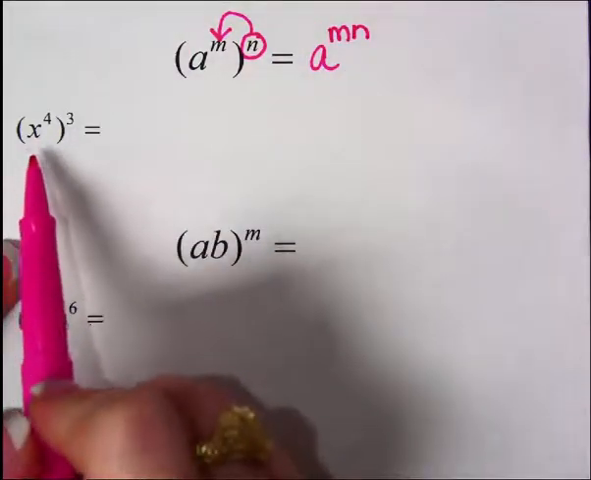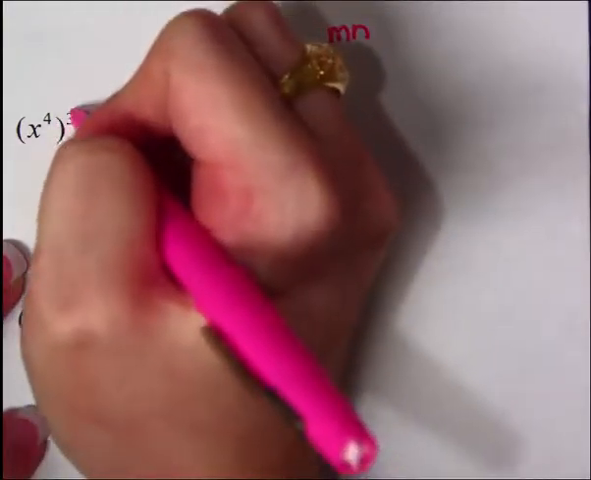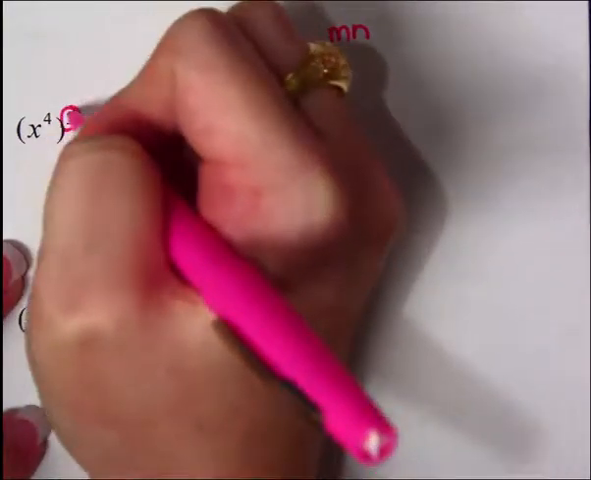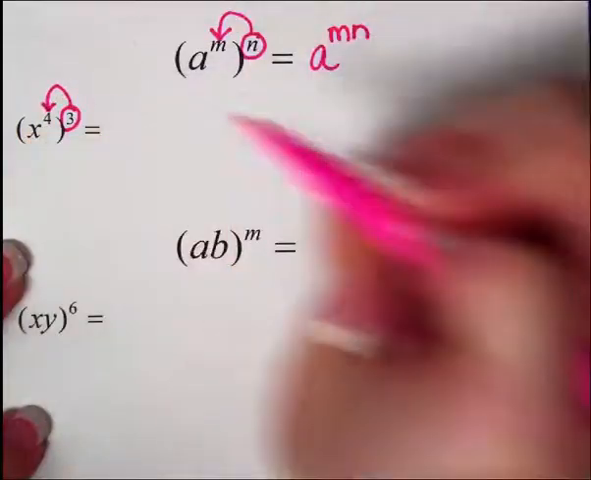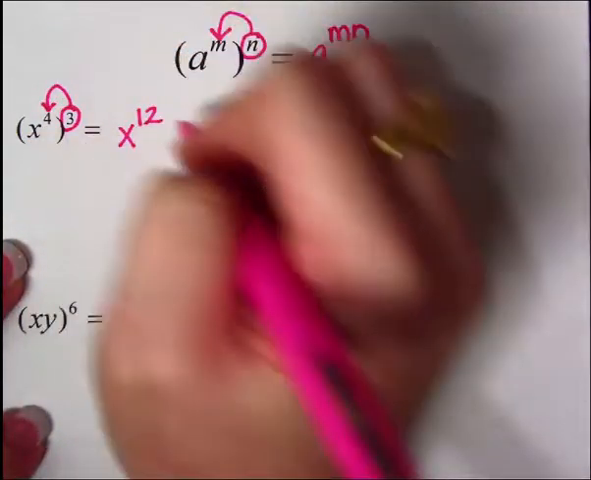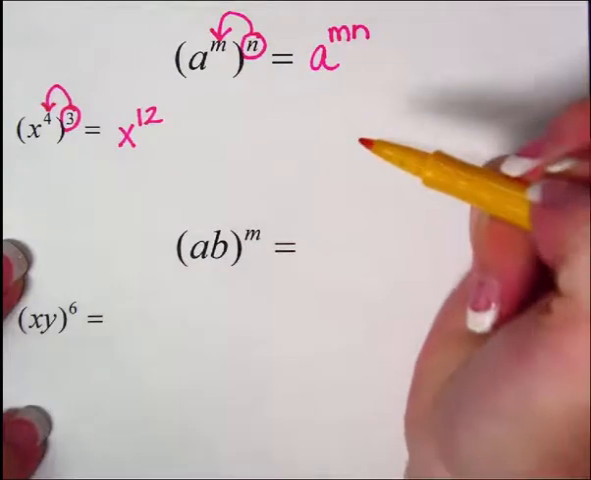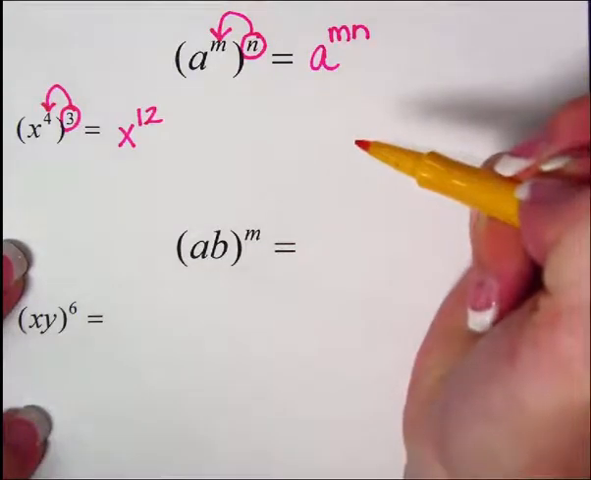So if I look at my example here, I have x to the 4th, and that's raised to the 3rd power. So use my distributive property, take that 3, multiply it by the 4 on the inside, and I get x to the 12th. Now just like what we did in the first example, I'm going to show you how this works out when you write it all out.